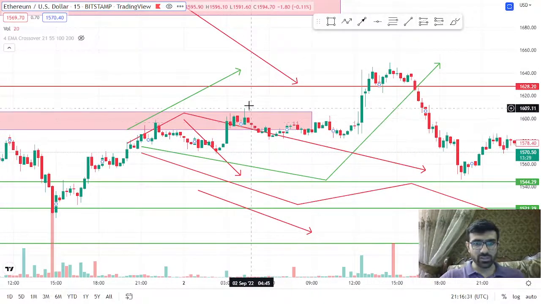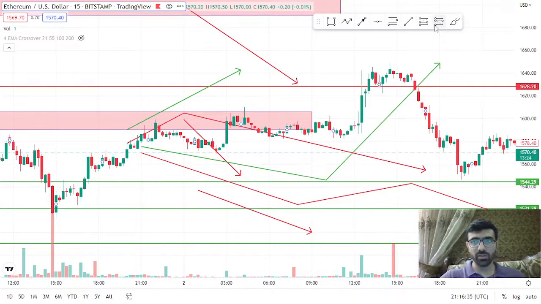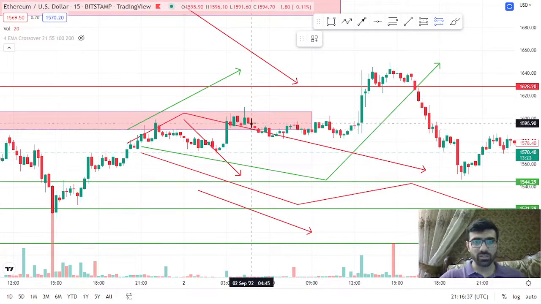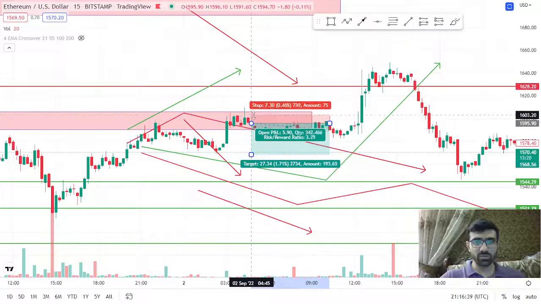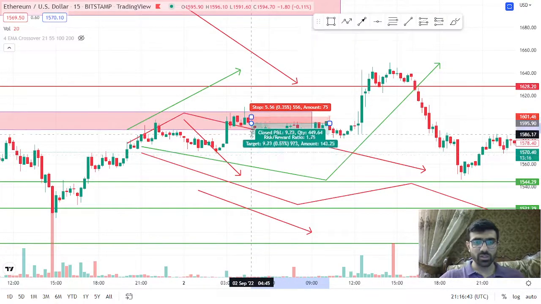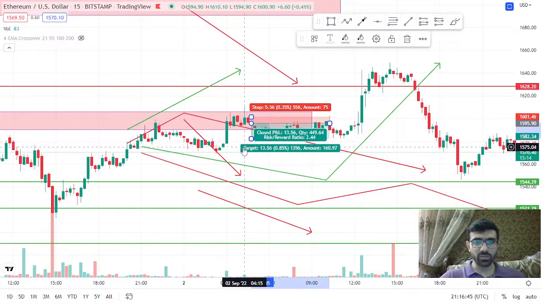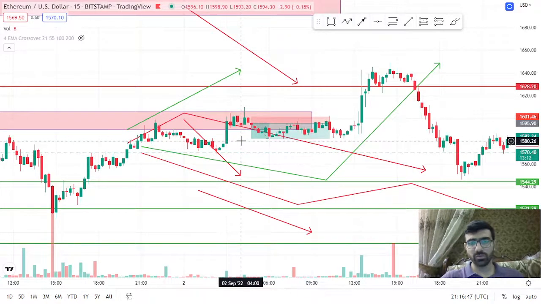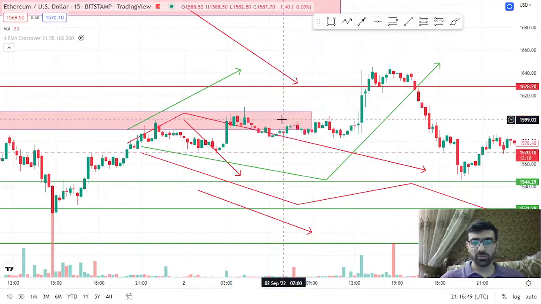Market tested this area once and then twice, and market was gone short from here. So you guys can clearly see that market closed below this area. We would have gone short from here, and our take profit would be approximately 2.4%. Yes, a 2.4% profit from this selling scenario.